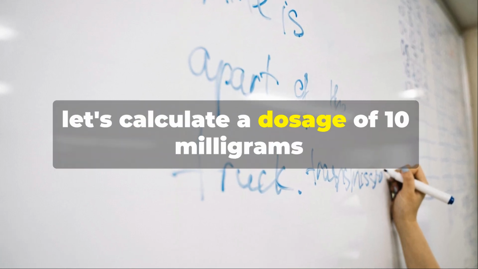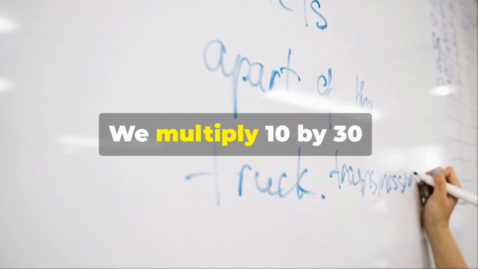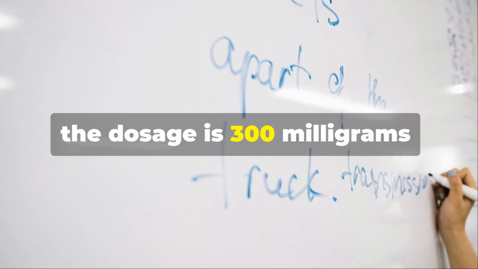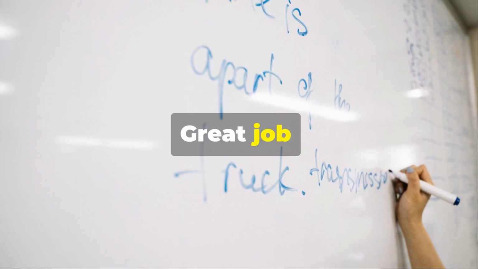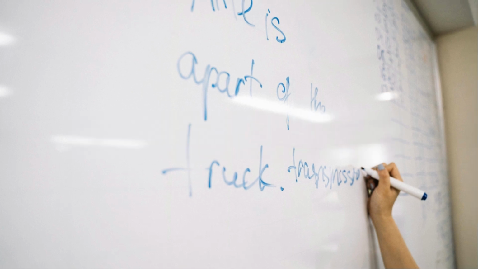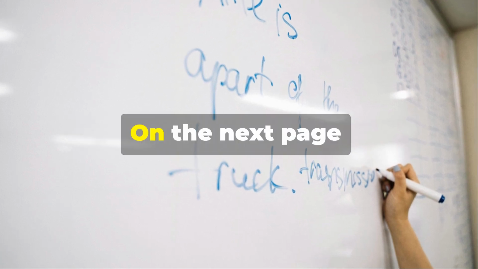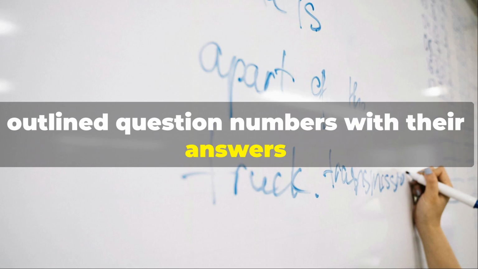Finally, let's calculate a dosage of 10 milligrams per kilogram for a 30 kilogram patient. We multiply 10 by 30, so the dosage is 300 milligrams. Great job. Now try the following questions to get more acquainted with the topic. On the next page, you'll find the heading Answers and the outlined question numbers with their answers.